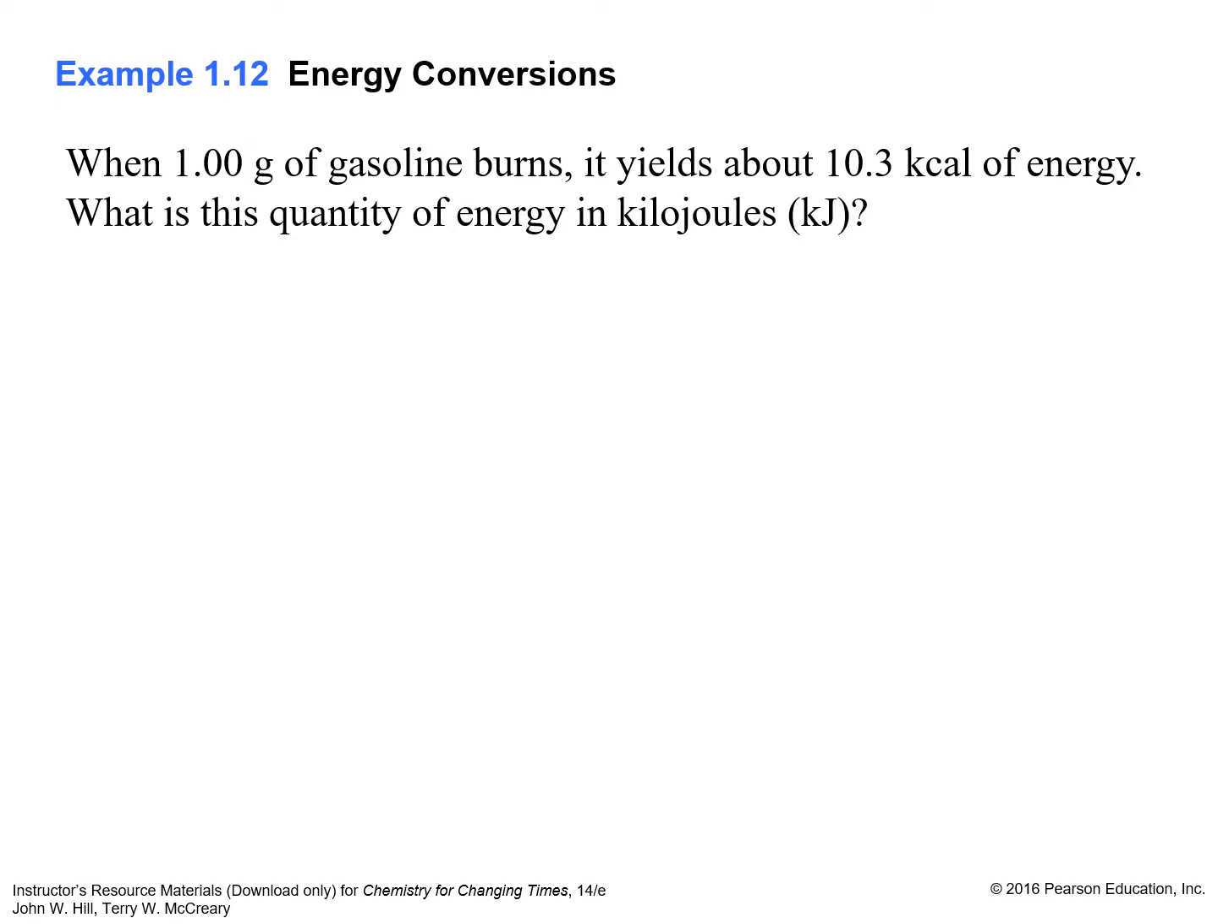So let's look at a problem on energy conversion and apply what we learned. So when 1 gram of gasoline burns, it yields about 10.3 kilocalories of energy. So the mass is given to you, and the kilocalories of energy is given, and it's asking you to find the quantity of energy in kilojoules. So what do we know here?